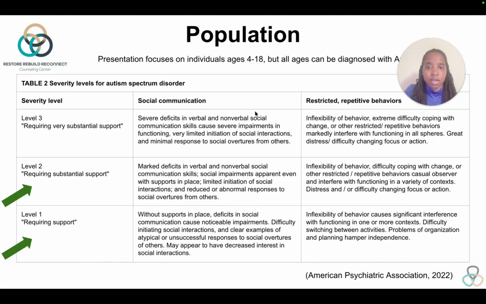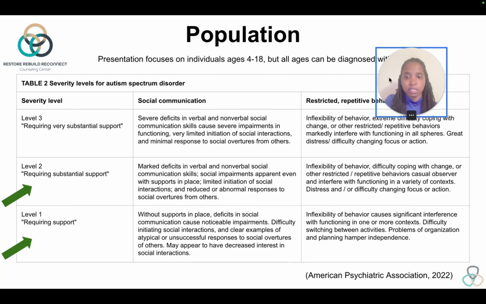Okay, so I just want to specify what population I'm talking about, because just saying children diagnosed with autism is very broad. So, for this presentation specifically, I am referring to children from the ages of 4 to 18 who are diagnosed with autism. However, you can get diagnosed with autism at any age.